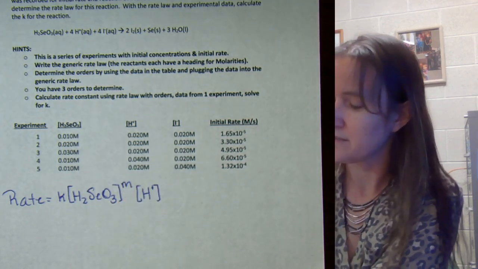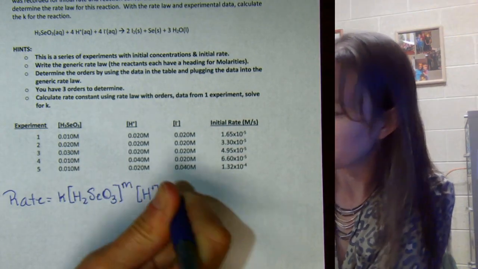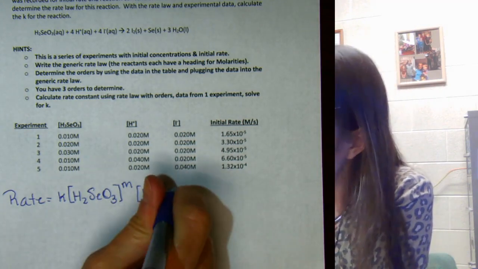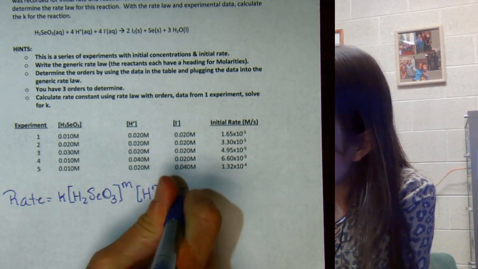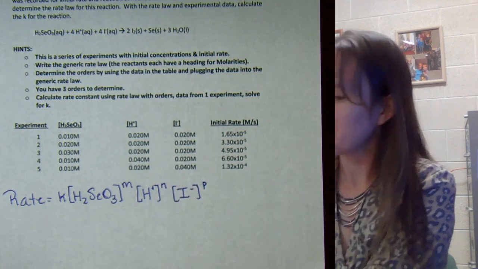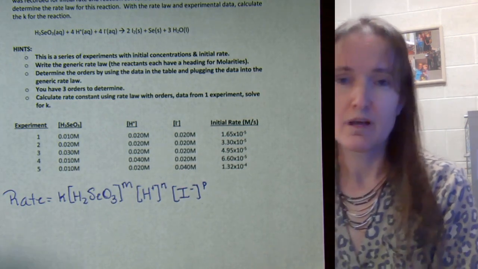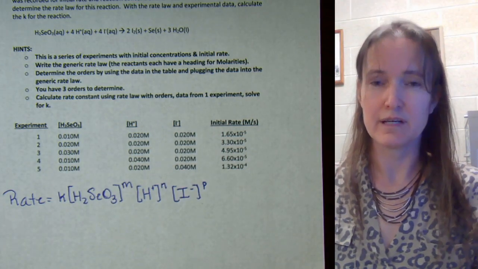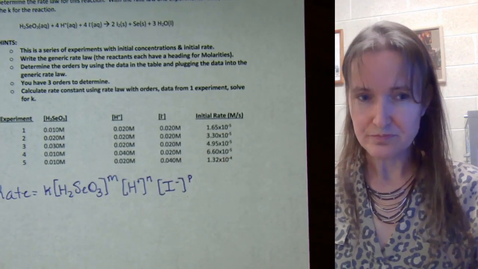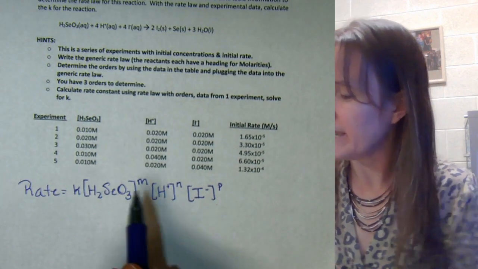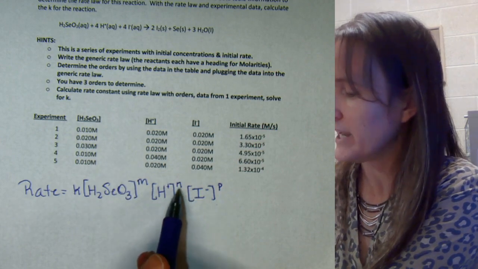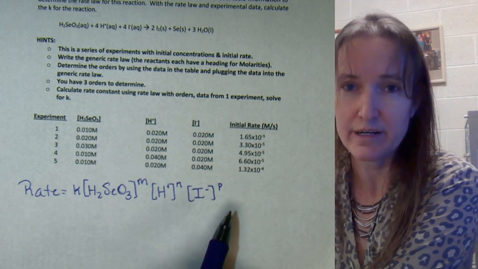So you got your H positive, and we don't know its order, so I'm going to put an N. And then the last reactant is iodide, and I'm going to put a P. I'm not going to put an O because an O looks like a 0, and I don't want to get confusing, have it look like a 0 when it's an unknown letter. And so our goal to get this rate law is to figure out what the order for H2SeO3 is, what the order of the hydrogen ions are, and what the order of the iodide ions are.